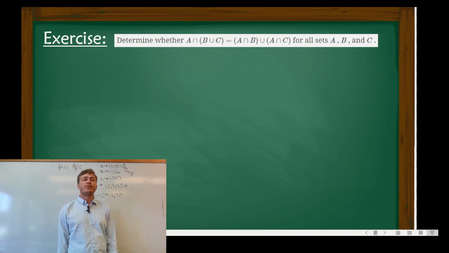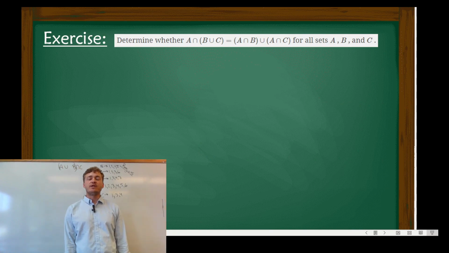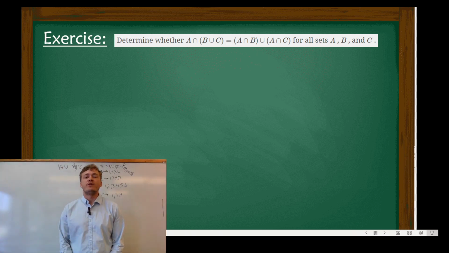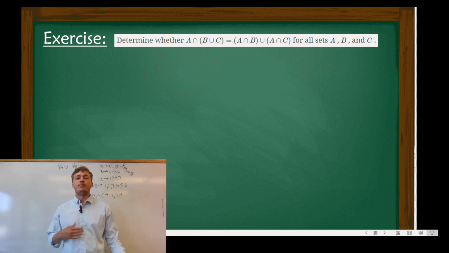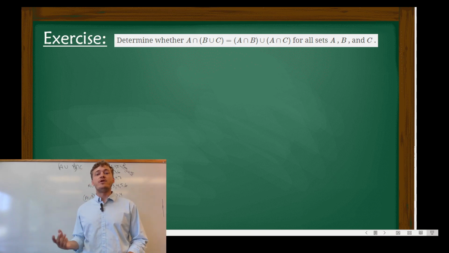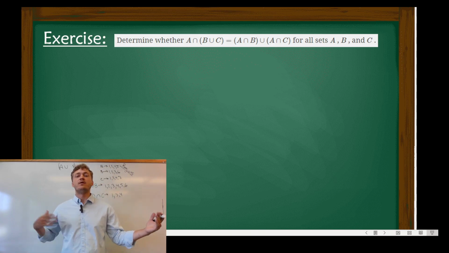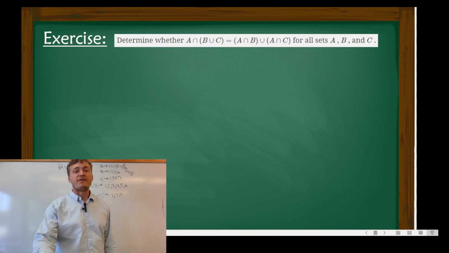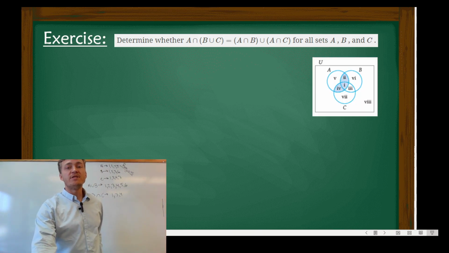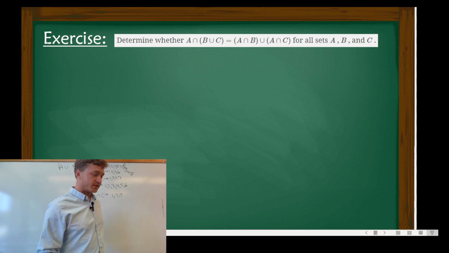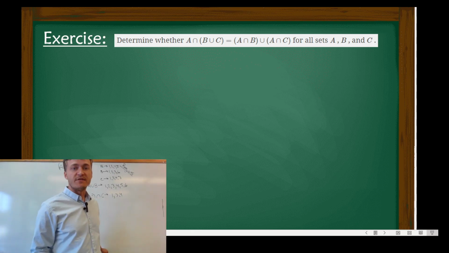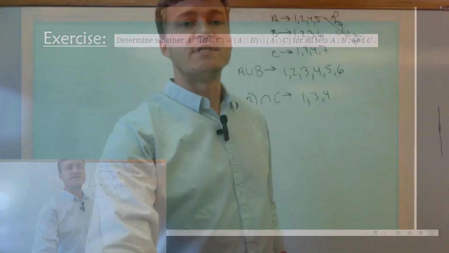Now, what do we have here? This is where my distributive property comes into play. Determine whether the intersection of A and B union C is equal to the union of A intersect B and A intersect C. Again, start on the left side and work your way to the right side. First, determine what is B union C. Let's work this one together. We want to determine first the left side, A intersect in parentheses B union C.